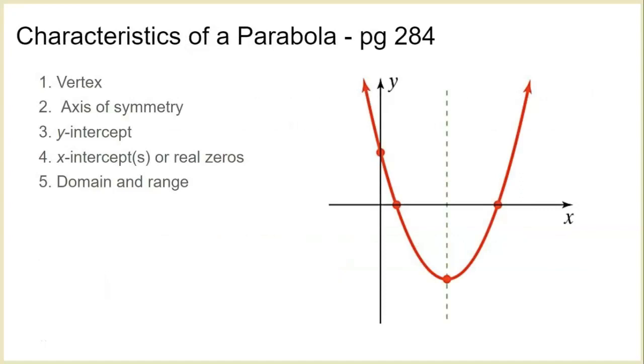Some things that we want to be able to identify for a quadratic function are these key features or characteristics. We want to be able to find the vertex, the axis of symmetry, the y-intercept, any x-intercepts or zeros, real zeros, and then be able to state the domain and range. So for the vertex, we know that's either the lowest point on the parabola or the highest point, depending on how the graph opens. And the axis of symmetry, that's the line that divides the graph into two equal portions. Y-intercept, x-intercept, those are pretty self-explanatory because we've been looking at those periodically. And then domain and range, that's also pretty self-explanatory.